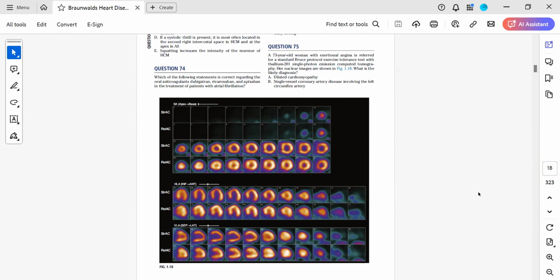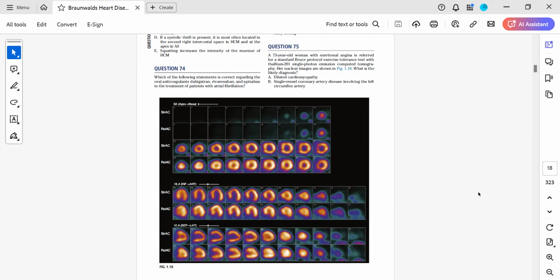So looking at it closely, if we look at the first row that gives the short axis, one thing that is clear is that in the rest images the cavity is smaller and the walls are thicker. Diameter is smaller compared to the stress image. And usually when you have that, it is a sign of ischemia, when there is increased LV volume with stress.